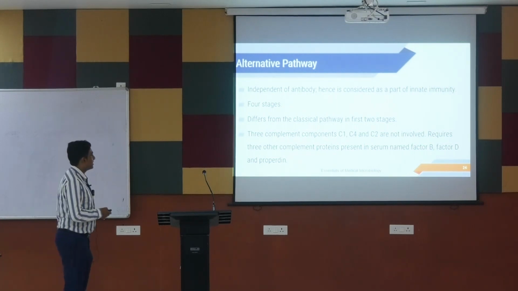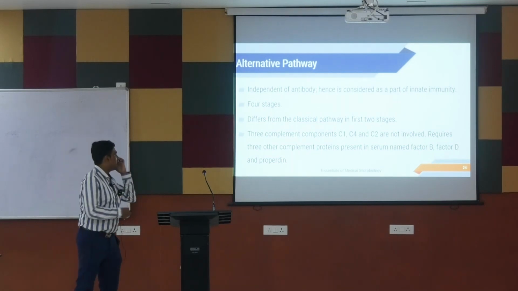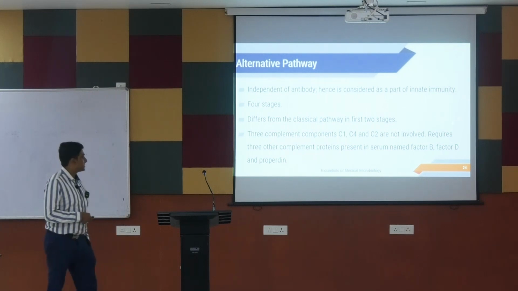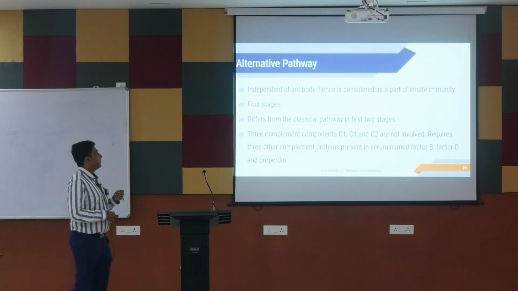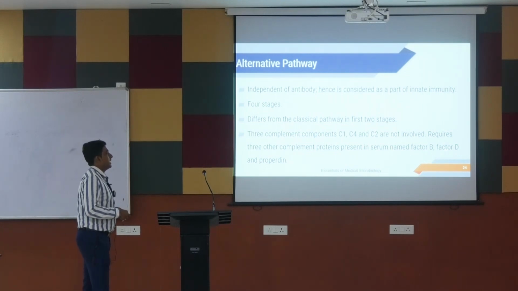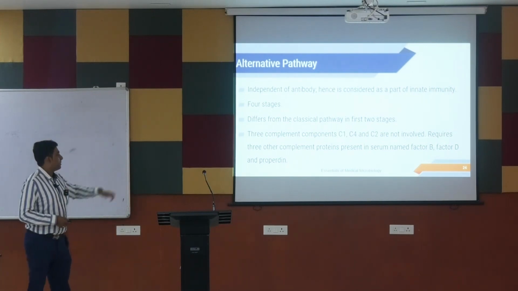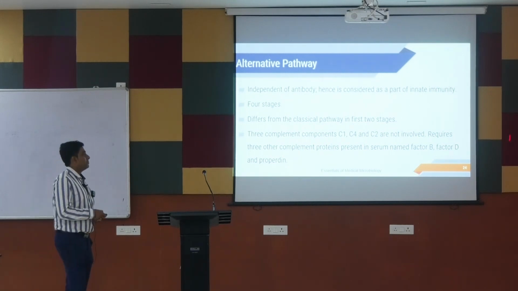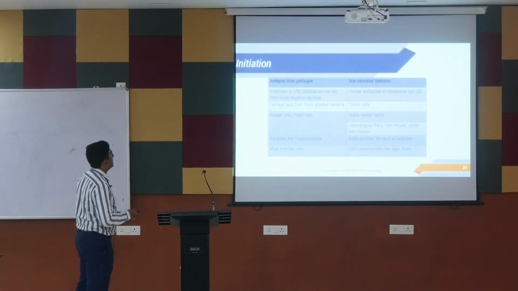Alternative pathway differs from the classical pathway in the first two stages. তাহলে অভিক এখানে তফাৎটা কি? C1, C4, C2 are not involved, require 3 other complement proteins present in serum known as factor B, D and properdin. Alternative pathway কি লাগছে? C1, C4 আর C2 ইনভলভ নয়, ফ্যাক্টর B, D and properdin লাগছে। ঠিক আছে, ইনিশিয়েশন কিভাবে হচ্ছে?